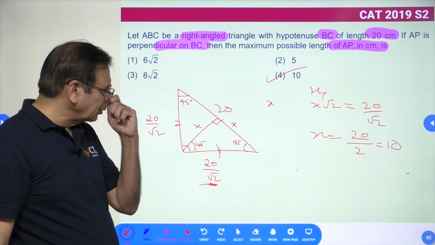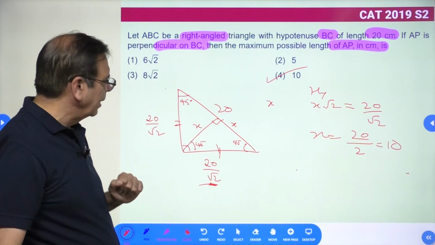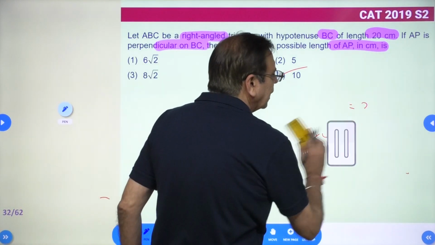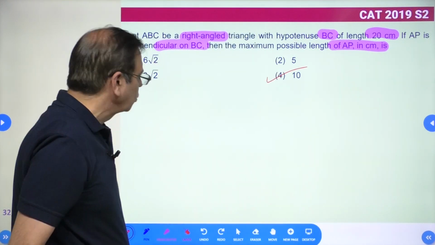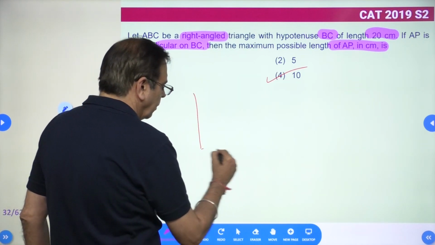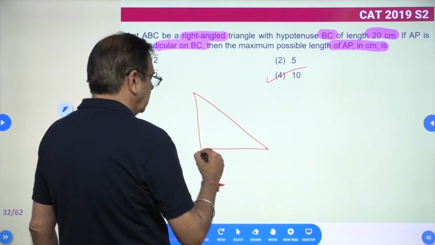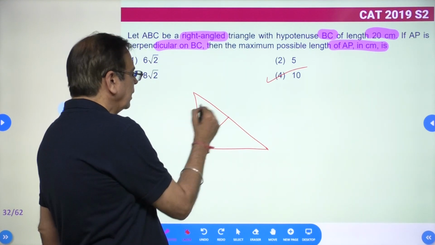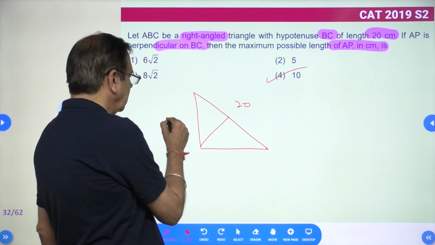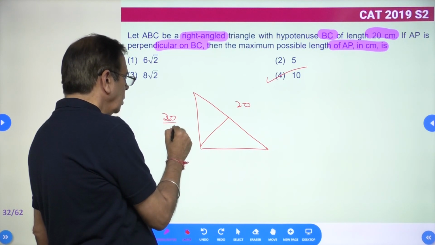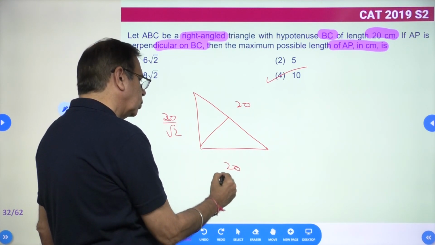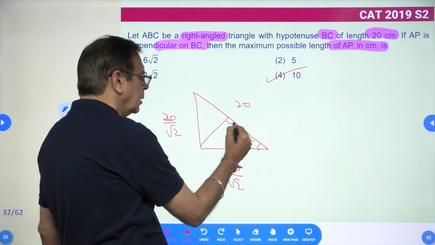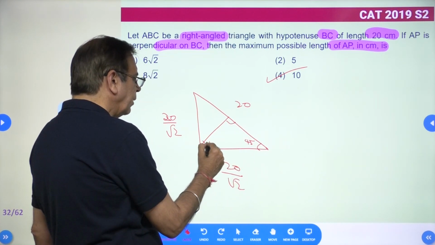Actually, we did not need to do so much, we could have got it straight away. So I'll tell you why. While I've gone through this to give you the complete thing, let me tell you why we did not need to do all this. The moment you have identified that this is 20, this is 20 by root 2, and this is 20 by root 2, this is a 45-degree angle, and this is also a 45-degree angle.